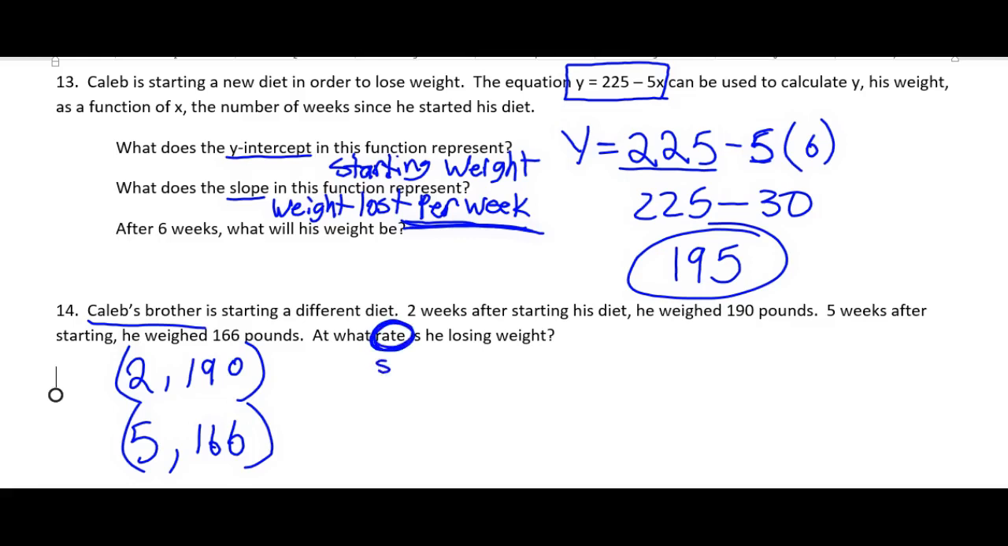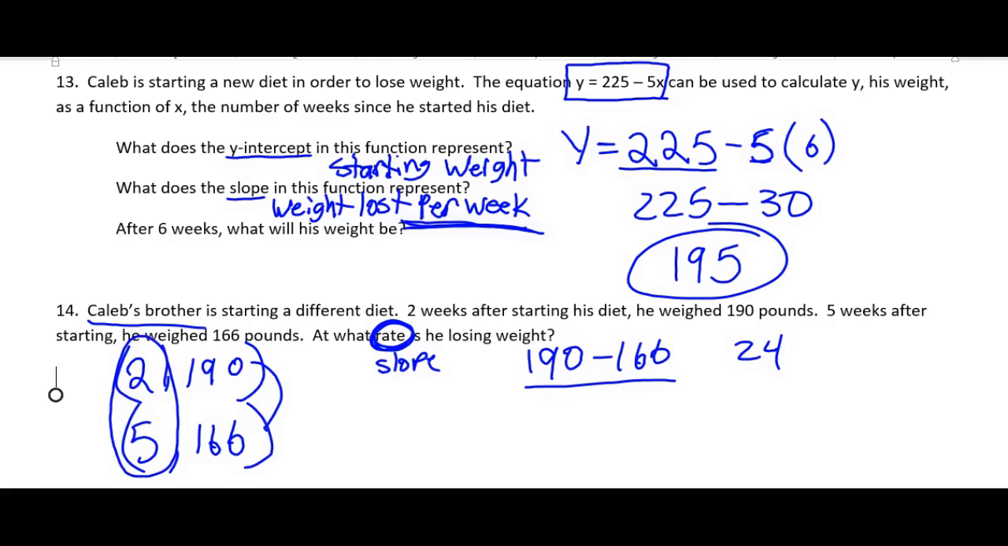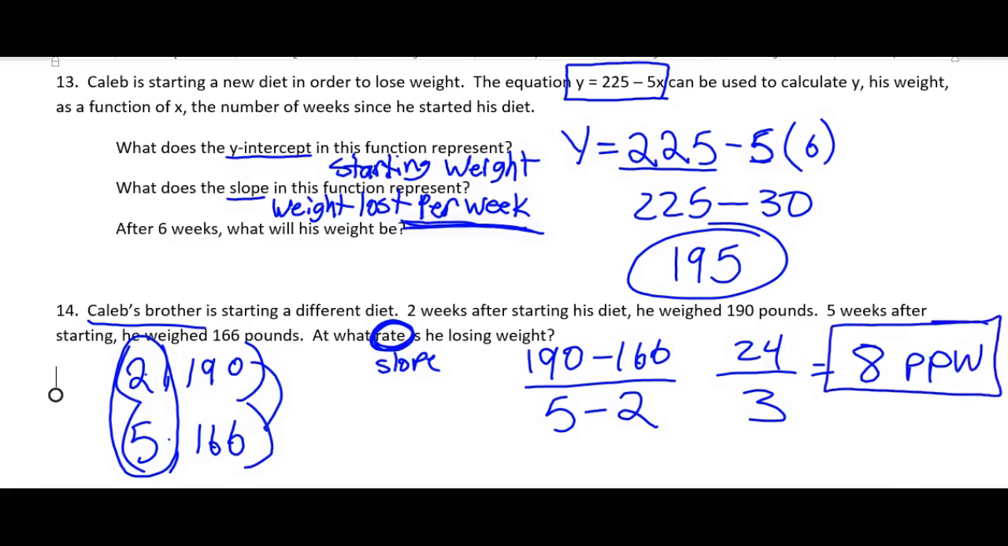At what rate is he losing weight? Rate, keyword there. Rate is slope. So I can see that he has lost 24 pounds. 190 minus 166. That's 24 pounds. Well, how long did it take him to lose all that weight? Well, I don't know when he started. It doesn't matter when he started, but from week 2 to week 5, that was 3 weeks. 5 minus 2 is 3. So over a 3-week period, he lost 24 pounds, which means he's losing 8 pounds per week. So that's the rate he's losing weight.